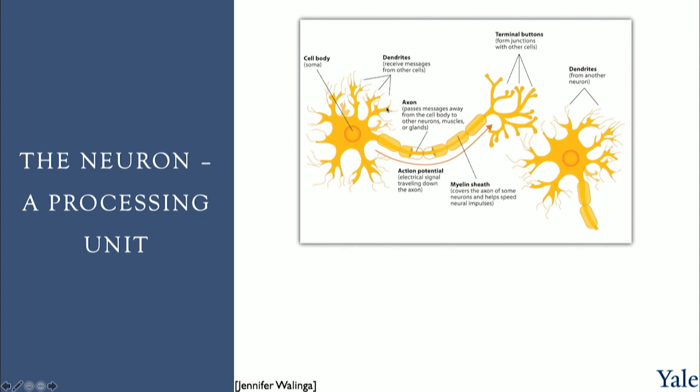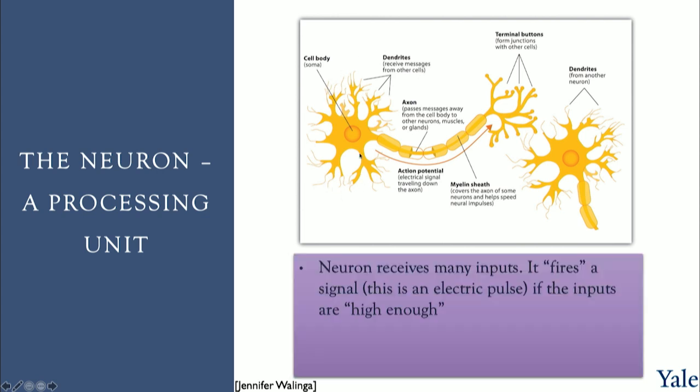The dendrites are these small branches off of the cell, which receive inputs to the neuron. If these inputs are high enough, the neuron will fire, meaning an action potential will be sent down the axon away from the cell body, and then the signal will be output to other cells at the axon terminal.